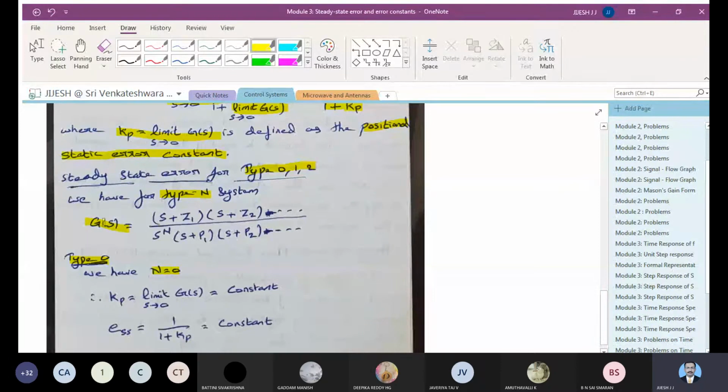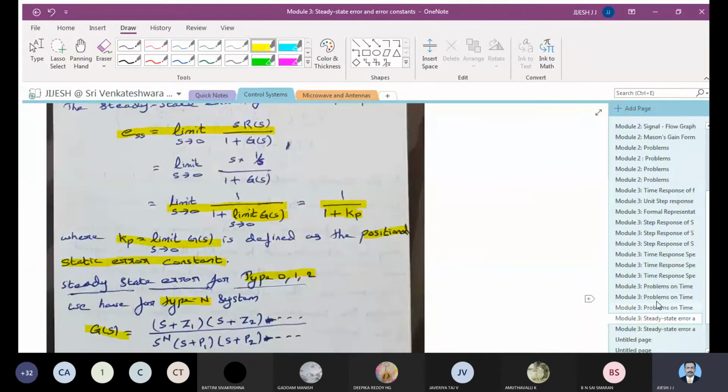So the equations we get for a positional steady state error constant is Kp. Kp is limit of s tends to 0 g of s, which is a constant. And we also get the equation for ESS as 1 by 1 plus Kp. So it's also a constant. So you should understand these things when we are going to study the steady state error. We have to understand these things clearly.